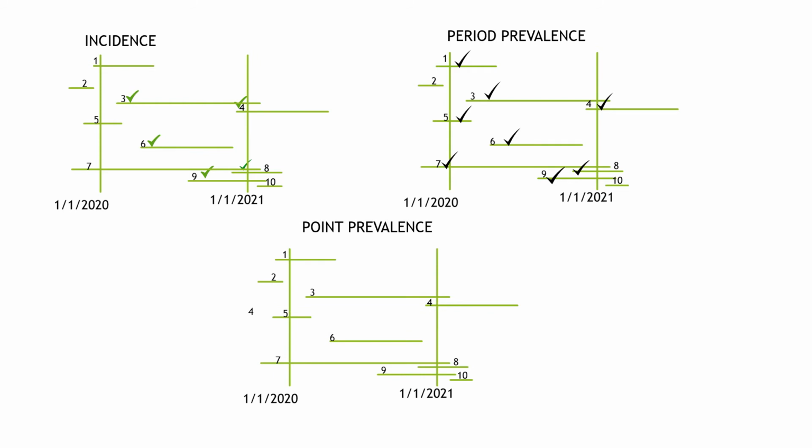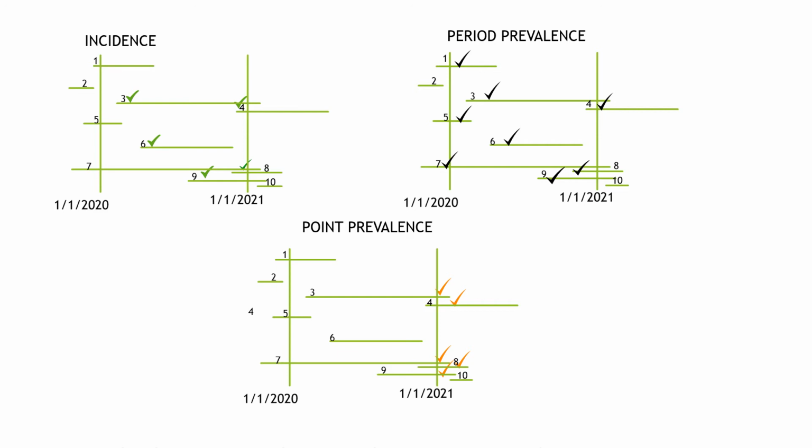Now look at the point prevalence. How is it different from period prevalence? Let us take a point prevalence at the 1st of January 2021. So which are the cases that will be included when we calculate the point prevalence? Here the cases to be considered while computing the point prevalence are case numbers 3, 4, 7, 8, and 9. Why? Because at that point of time, only these were the active cases.